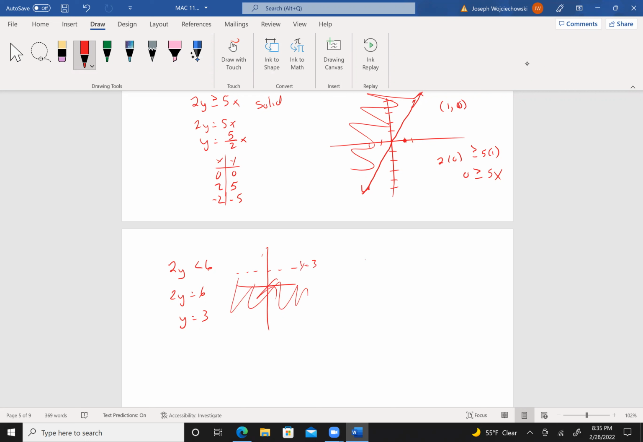Or I could have x greater than or equal to 2/3. Again, simply x equals 2/3. That's my line. I have equal, so I'm solid. And it's greater than, so is 0 greater than 2/3? No, so we're going this side. Special cases.